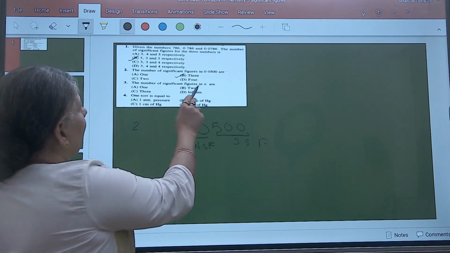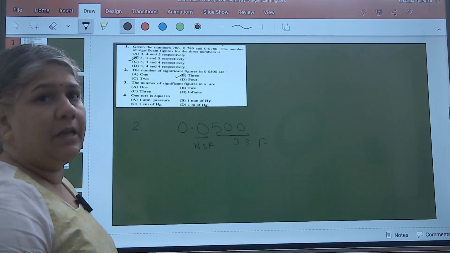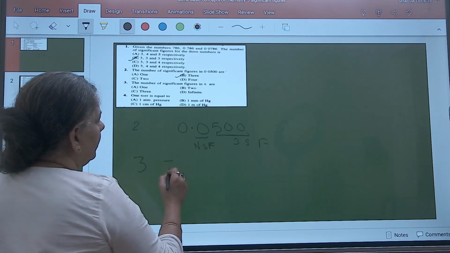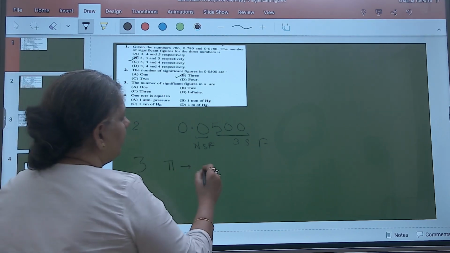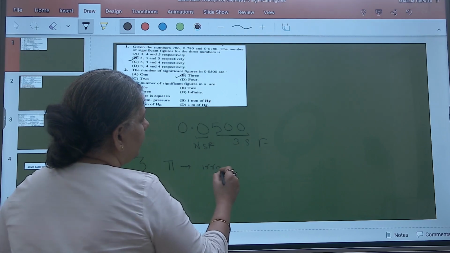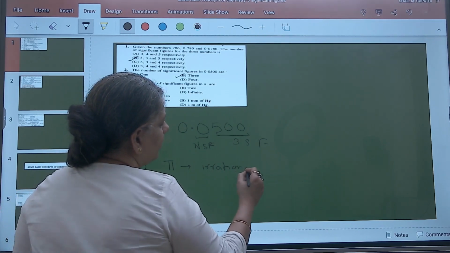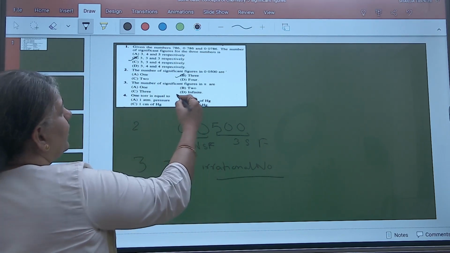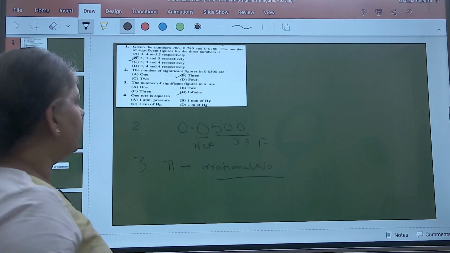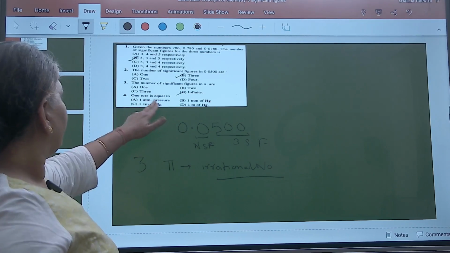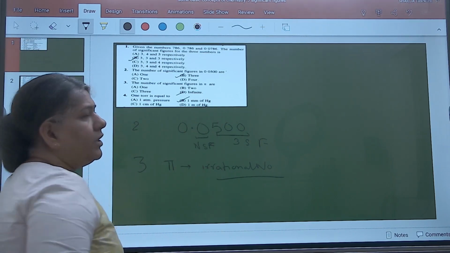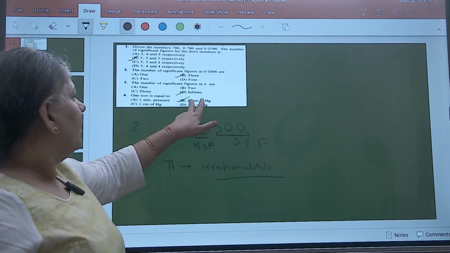The number of significant figures in pi are... So we know pi is an irrational number. It is an irrational number. Hence, it has infinite number of significant figures. 1 torr is equal to 1 millimeter of mercury. Torr is the unit of pressure and millimeter.